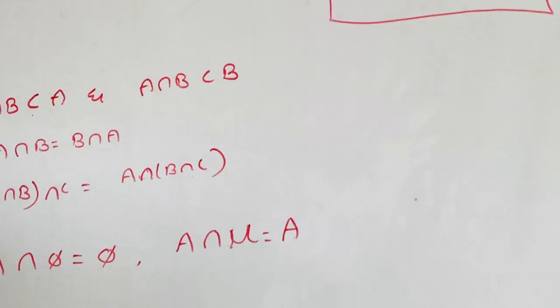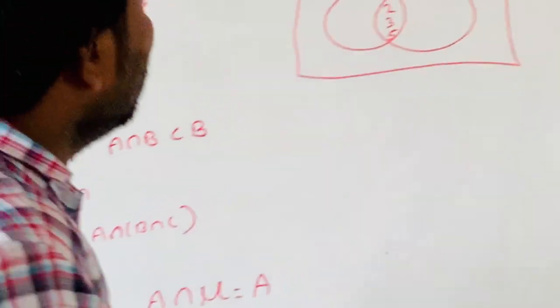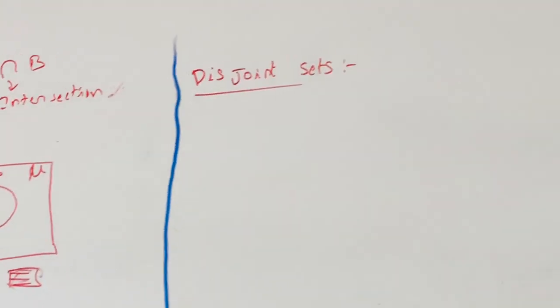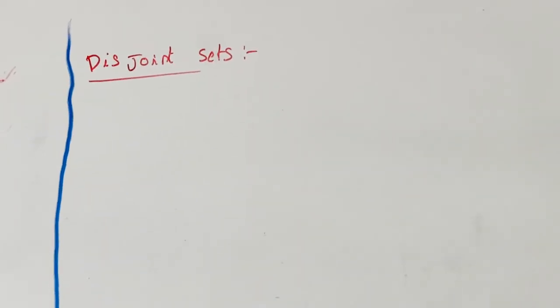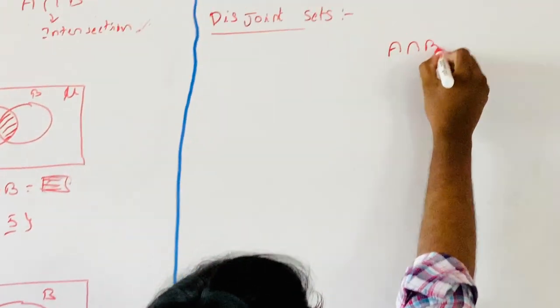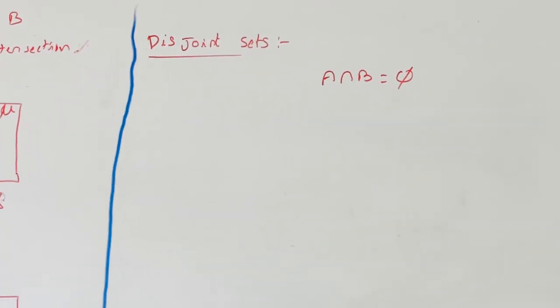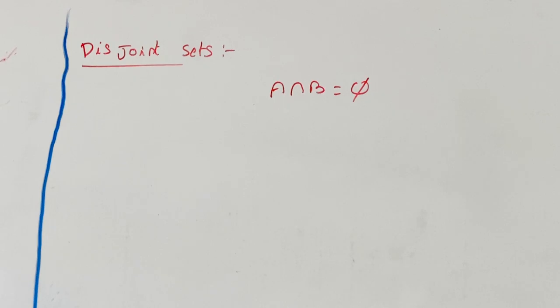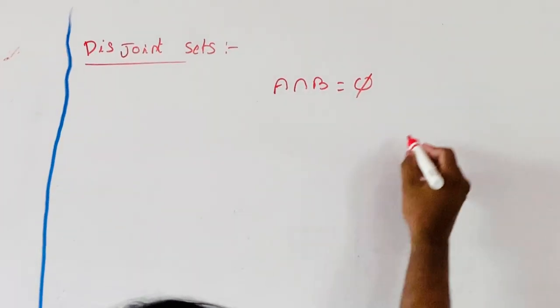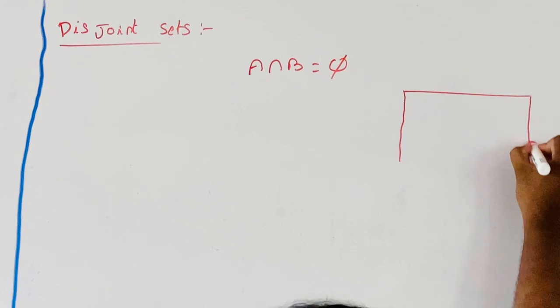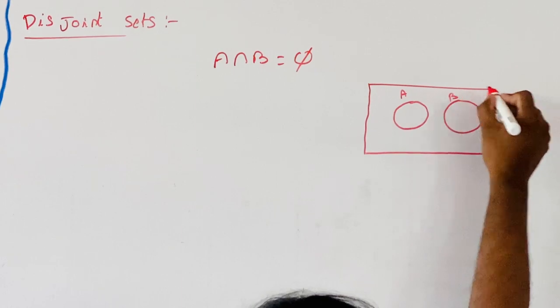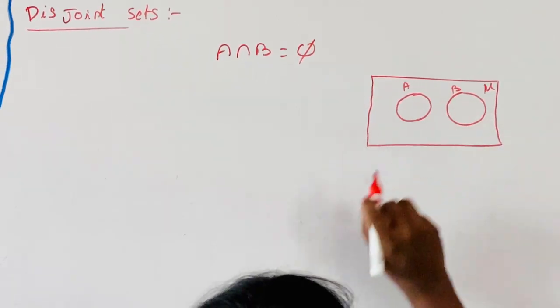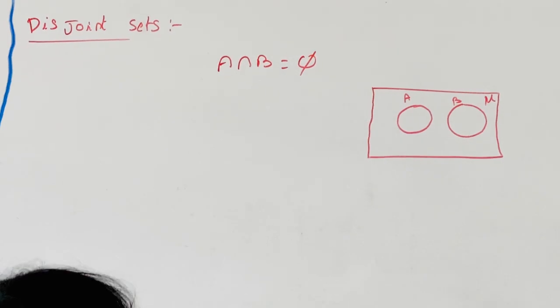Now, another topic: disjoint sets. Two sets A and B are said to be disjoint sets if A intersection B is equal to phi. What is the Venn diagram of disjoint sets? See A and B, this is mu. Means in this one there are no common elements, that is what it means to be disjoint sets.